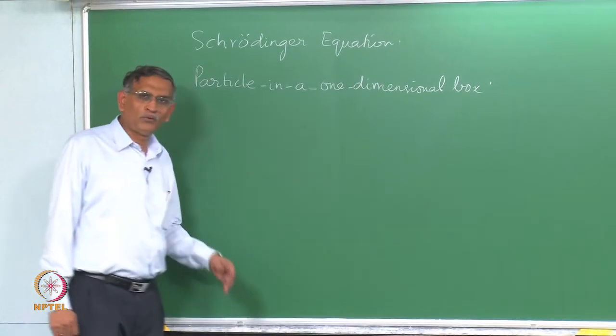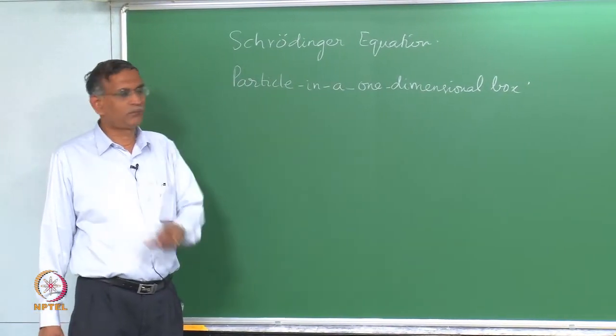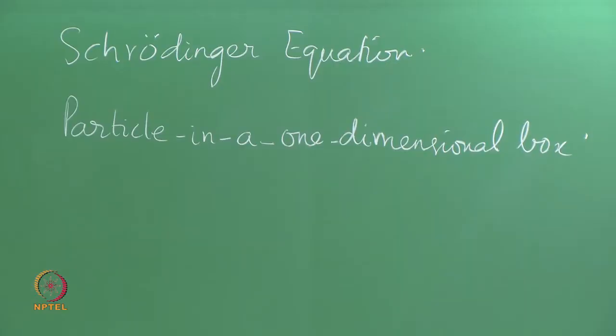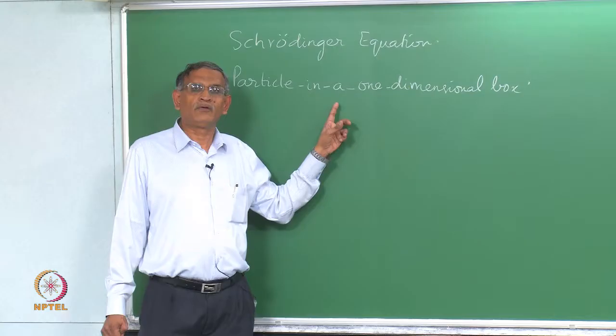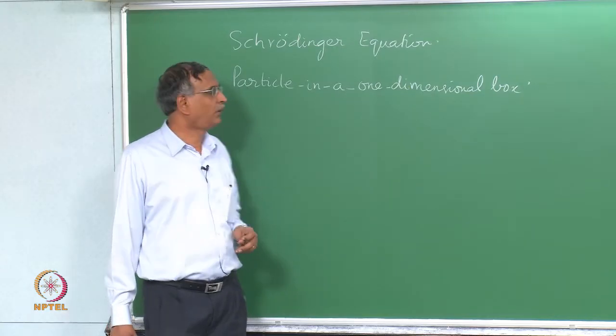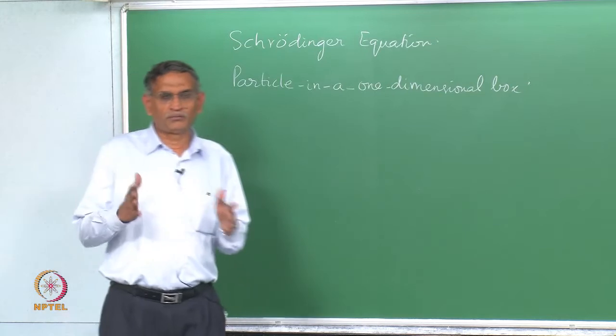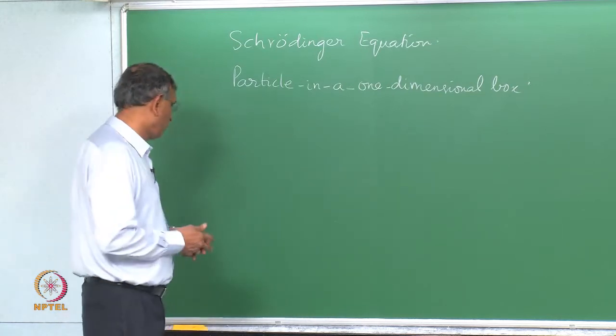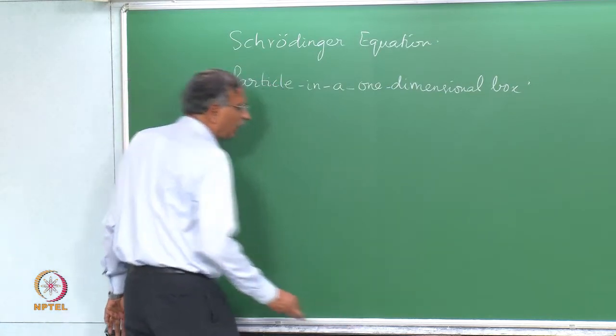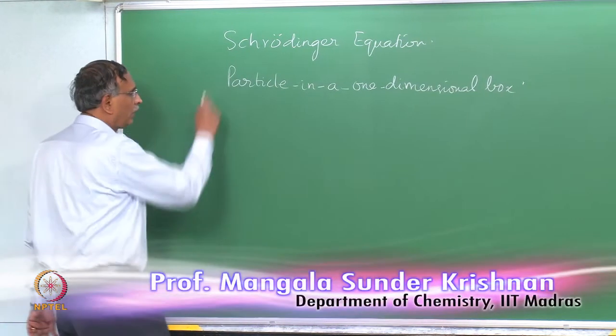So, what we would do in this and the next segment is introduce the Schrodinger equation and also do a model problem using the particle in a one-dimensional box model. This is one of the simplest models that we have. Let us take a quick look at the Schrodinger equation.